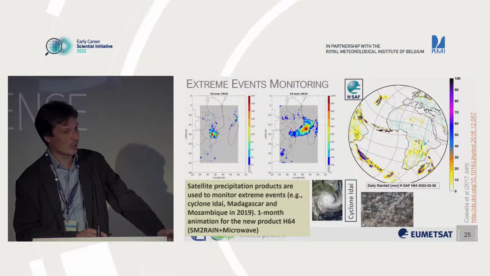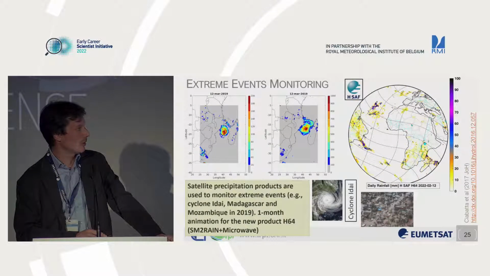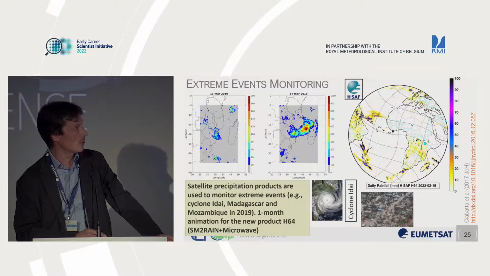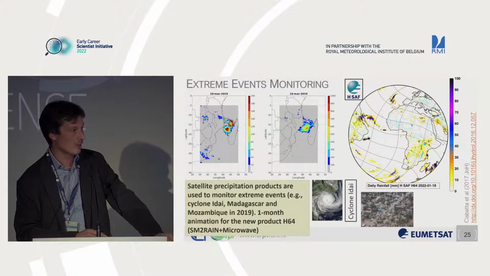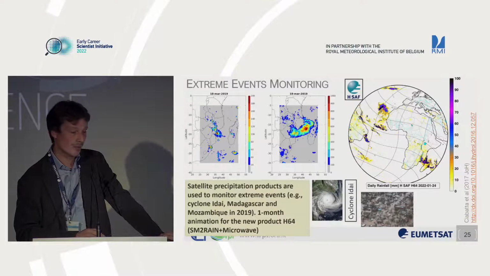Actually, we have different products. This is one of the products, but we have also high-resolution 5-kilometer real-time precipitation products from EUMETSAT that will be improved, of course, with the launch of the next-generation MTG.